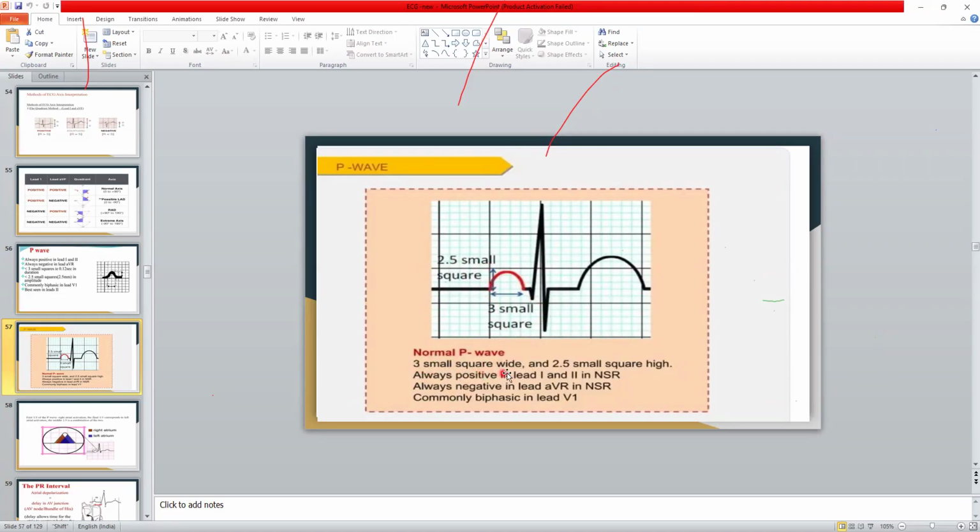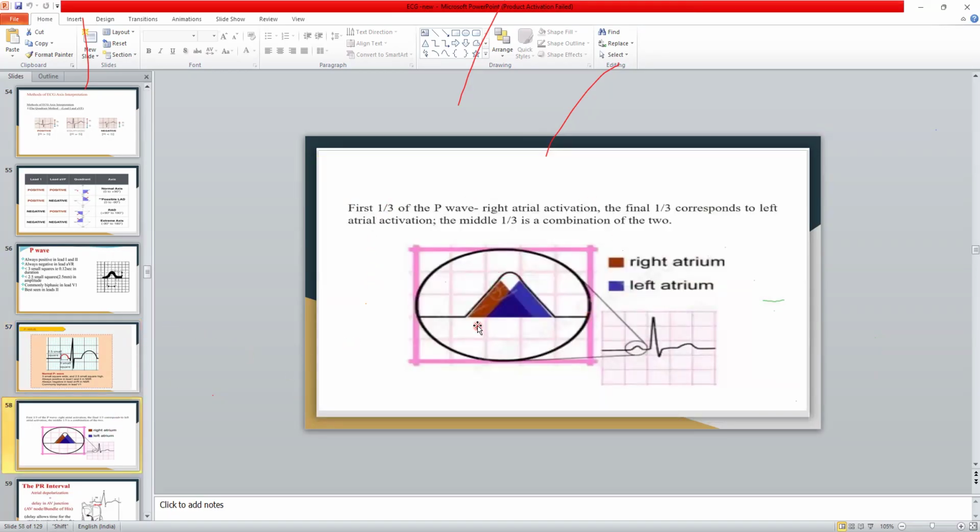This is 3 small squares in width and 2.5 small squares in height. And it is always, as I told you, positive in lead 1, lead 2 and lead 3, and always negative in aVR.